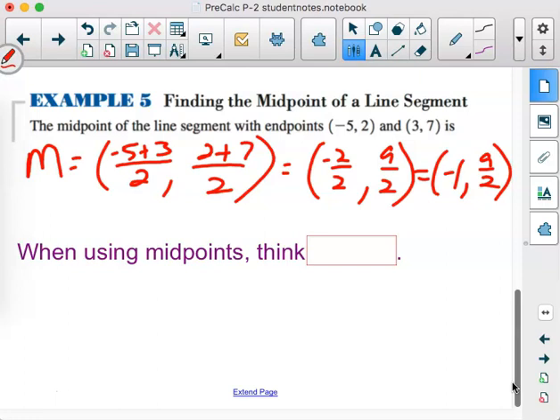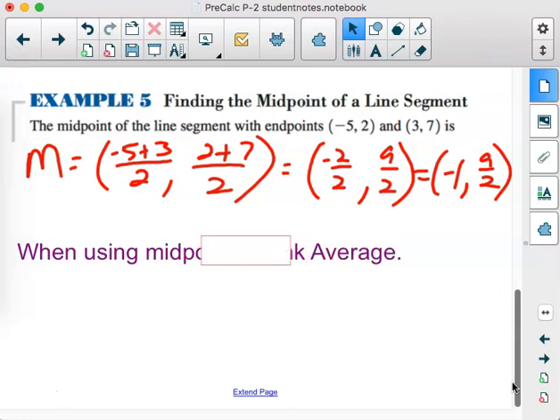When using midpoints, always think middle, because it's midpoint, middle, you know. But middle then makes me think average. Putting that connection together, how do you find the average between two numbers? You add them together and you divide by 2. That's how you find the average.